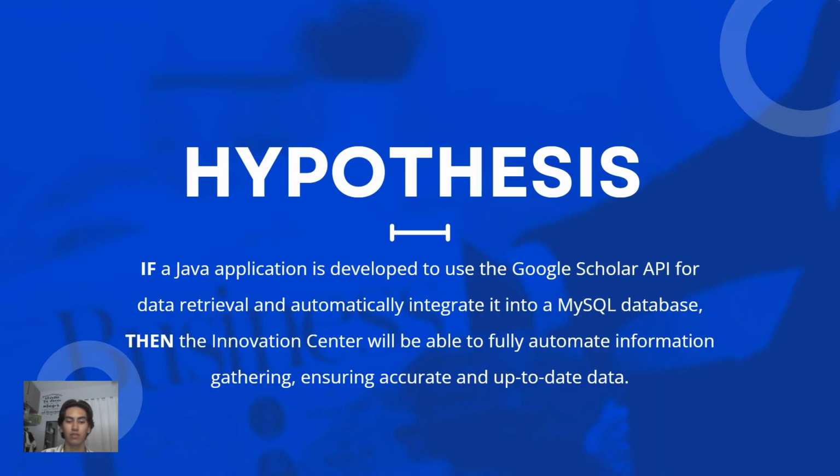The hypothesis of the project is: if a Java application is developed to use the Google Scholar API for data retrieval and is automatically integrated with a MySQL database, then the Innovation Center will be able to automate information gathering, ensuring accurate and up-to-date data.